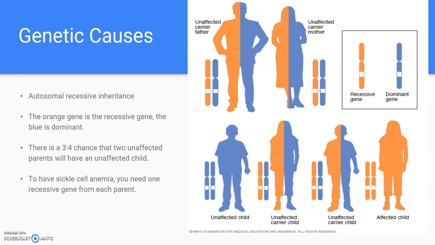Sickle cell anemia's inheritance is autosomal recessive, meaning the gene is recessive, so you need one gene from each parent. In the picture, the orange gene is recessive and the blue is dominant. There is a 1 in 4 chance that 2 unaffected parents will have an affected child. It is possible to have the sickle cell gene and not have sickle cell anemia. This happens, and it just means that you produce both normal and sickle cell hemoglobin, which won't cause problems.